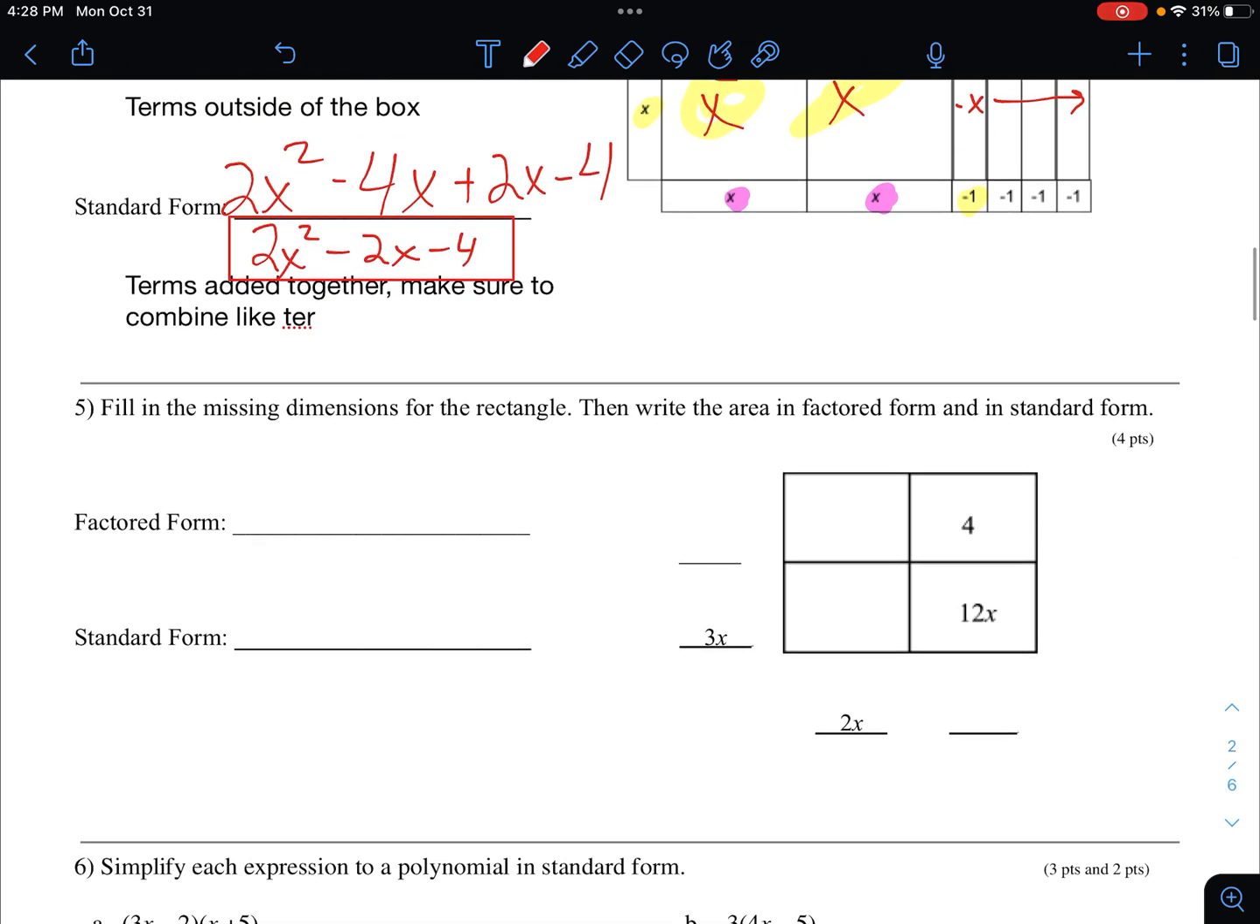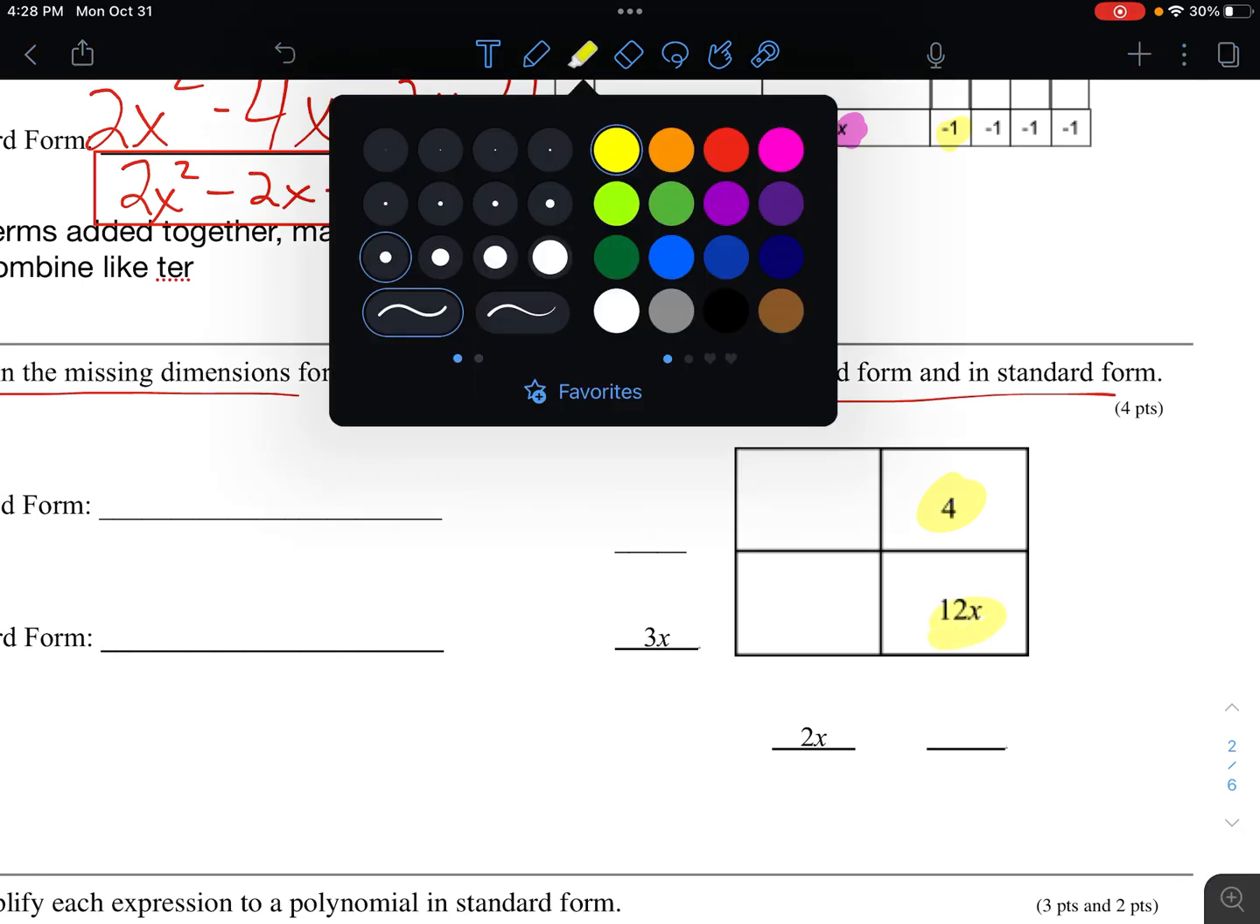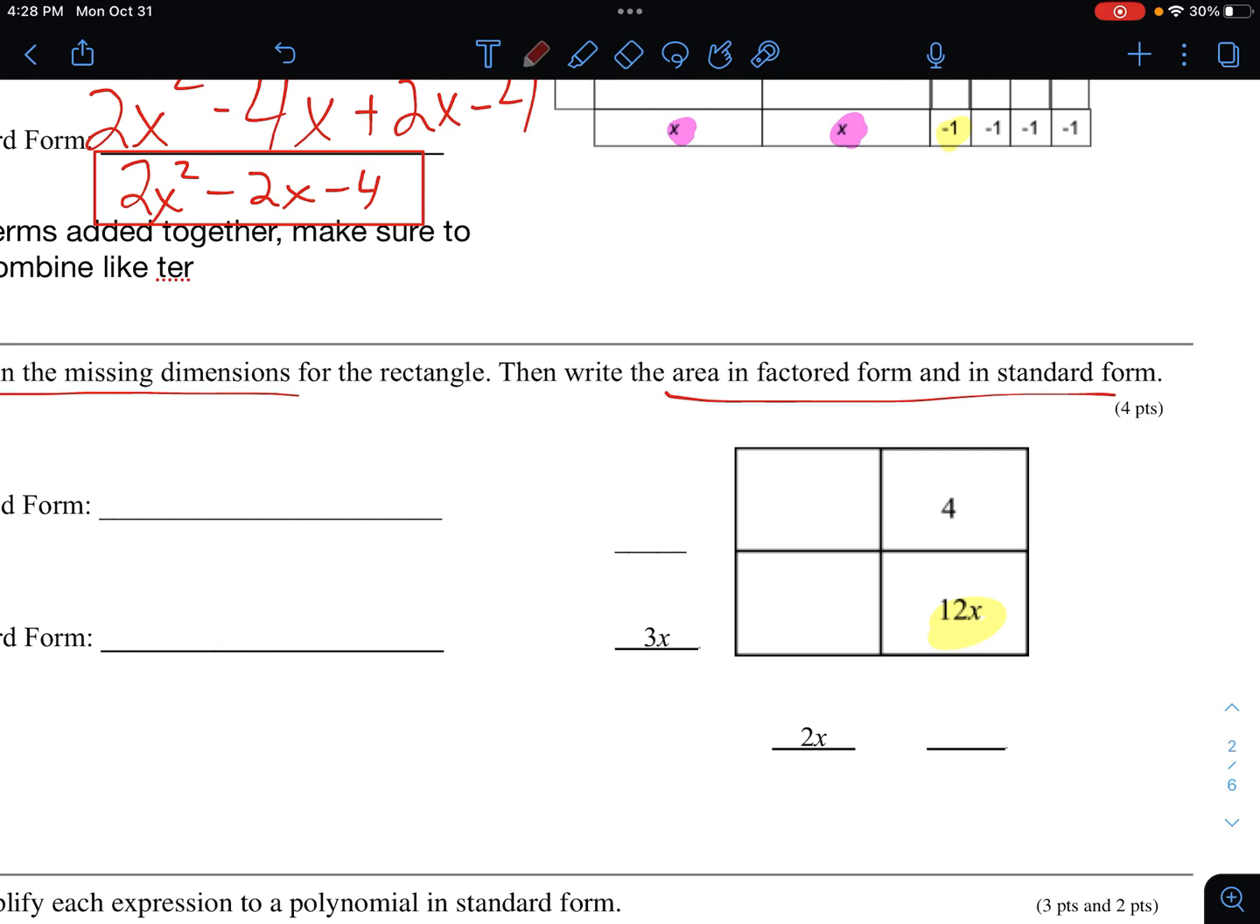Now let's work our way down to box. All right, so here we need to fill in the missing dimensions. Then we need to write it in factor form and standard form. Okay, so first thing we need to realize is, what 2 things do I need to multiply to get a 4 up here, right? And I need to get a 12 here. Right? So let's start with the 12x, right? I know I have a 3x. So 3x times what gives me 12x? Okay, well, that's just 4. Right, so 3 times 4 gives me 12x.